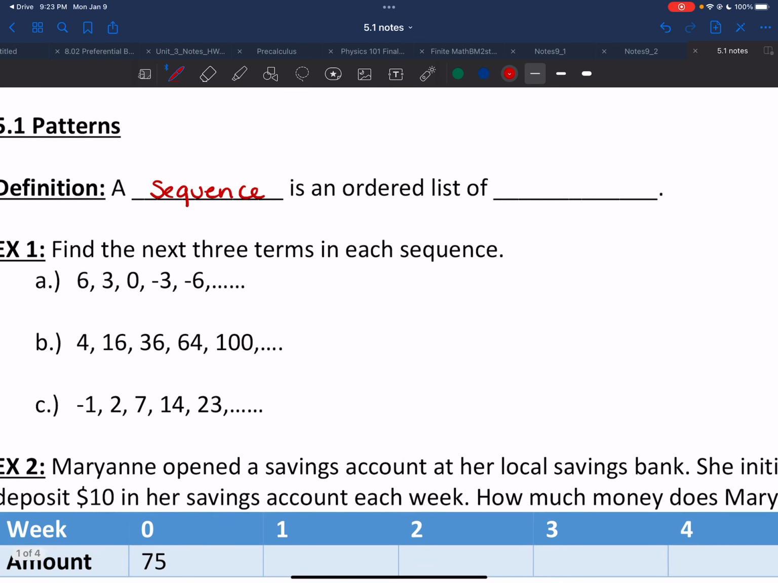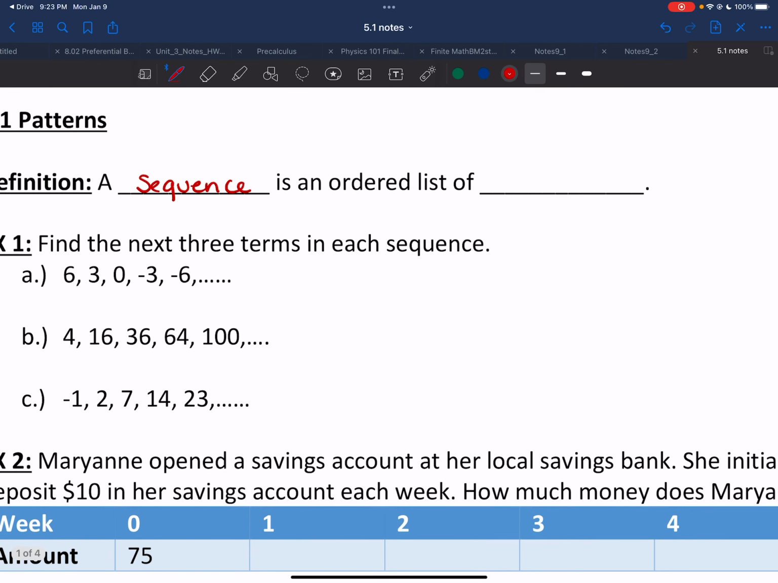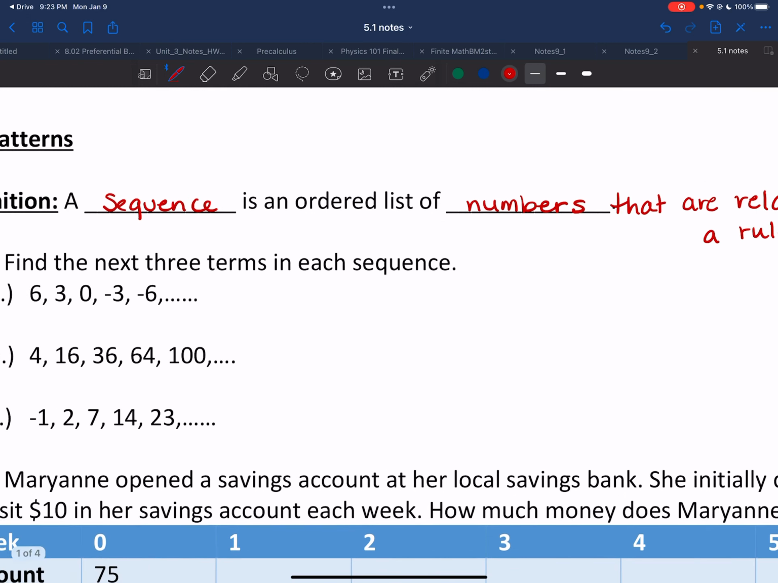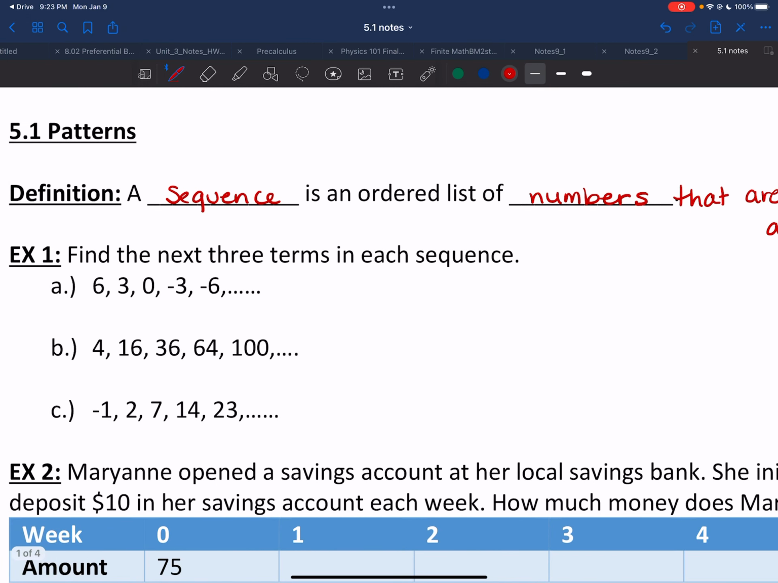A sequence is an ordered list of numbers. Typically these numbers are also related by a rule. So I'm going to put that in there just so that we remember. It's an ordered list of numbers that are related by a rule. Okay, so let's see what we mean by finding the pattern.